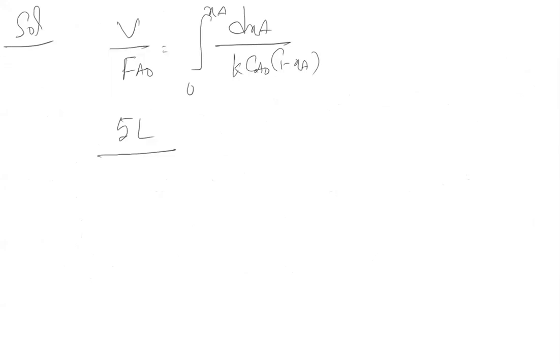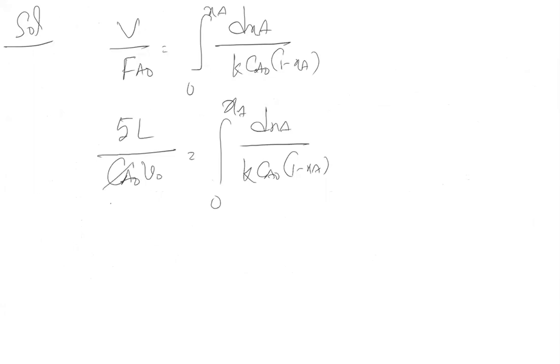So what you can do is CA0 into v0 times the integral from 0 to XA of dXA by K into CA0 into 1 minus XA. What is CA0? 2. What is v0? 1. So what is XA? How do you calculate XA? CA equal to CA0 into 1 minus XA.